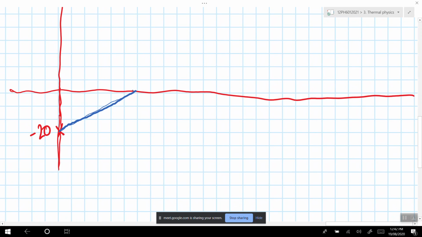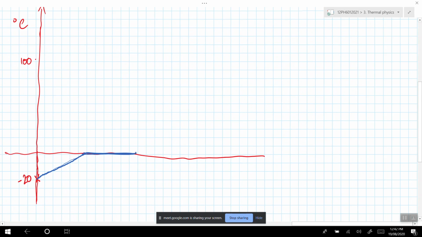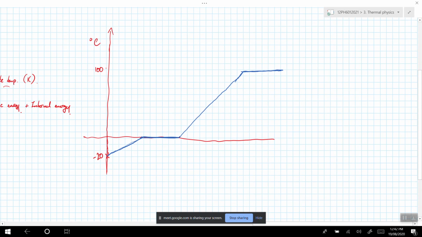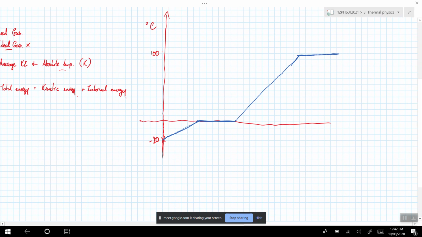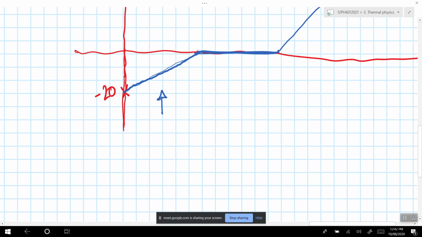Then it would continue on at a constant temperature for a while, and then it would continue to heat up until it reached boiling point, and then it would stay at the boiling temperature until all of that water had evaporated. Now, if we're constantly heating this, well, in this phase, we're putting in some heat energy and we're getting a temperature increase.